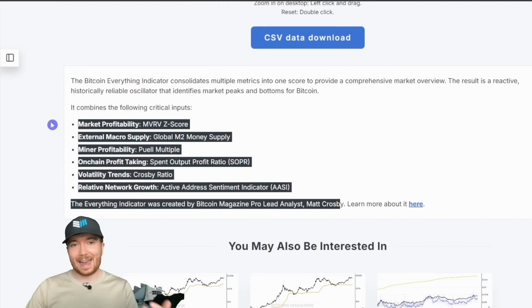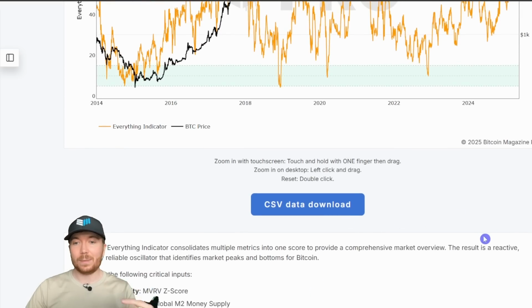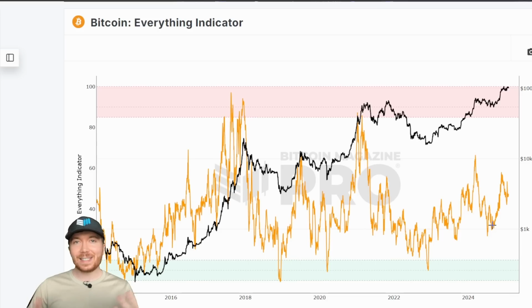If we just scroll down, it has all of the information here if you want to read more into it. But does this actually work? Of course, it's great coming up with a metric that on paper looks great and looks like it's worked historically well, but can we actually use this? Can we rely on this going forward?